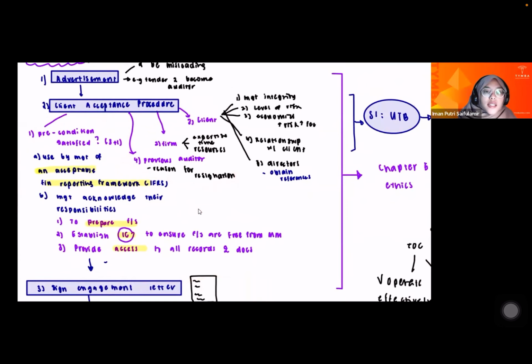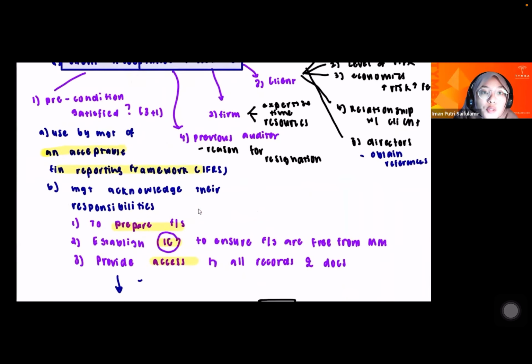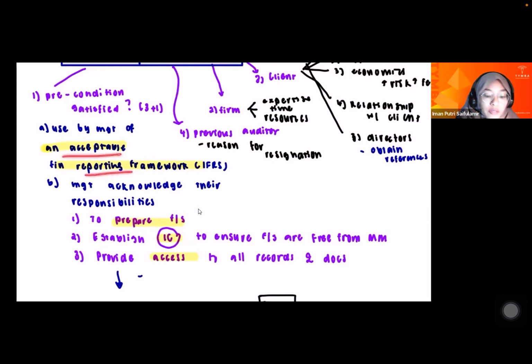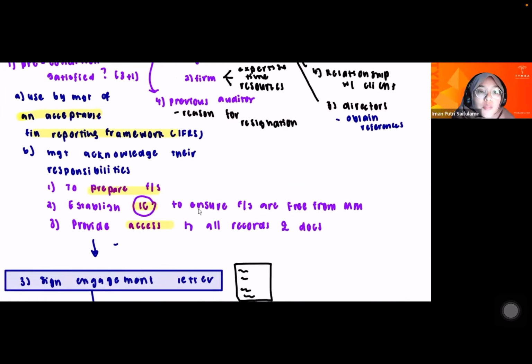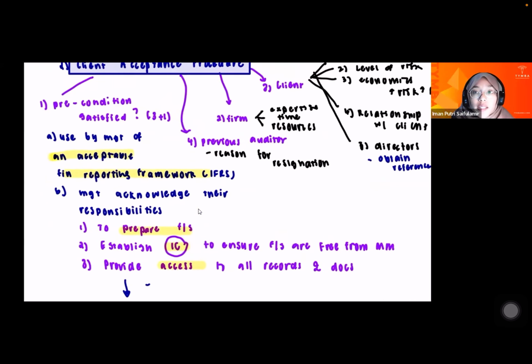Okay, so in the question just now, they're talking about these preconditions. So we follow the 3 plus 1. The first is the use by management of an acceptable reporting framework, which is basically IFRS, and the management has to acknowledge their responsibilities in preparing the financial statements, establishing internal control, and providing access to all records and documents. So basically just explain this point here, guys.